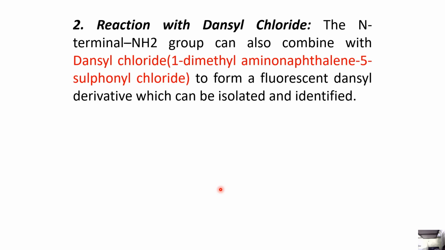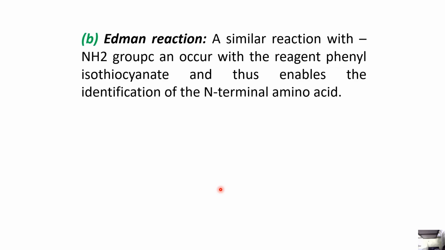Then we have dansyl chloride. The N-terminal NH2 group can also be combined with dansyl chloride, 1-dimethylaminonaphthalene-5-sulfonyl chloride, to form a fluorescent dansyl derivative, which can then be isolated and identified. Then we have Edman degradation, a similar reaction with the NH2 group that occurs with the reagent phenyl isothiocyanate, and thus enables identification of the N-terminal amino acid.